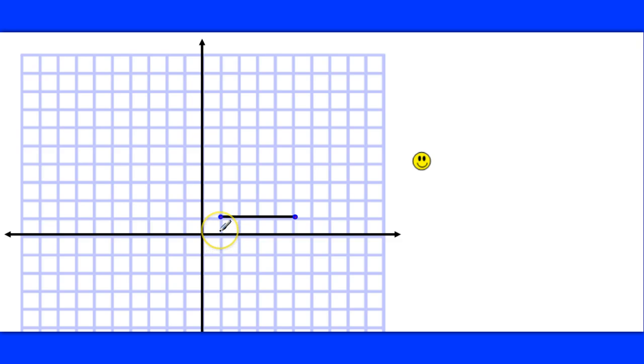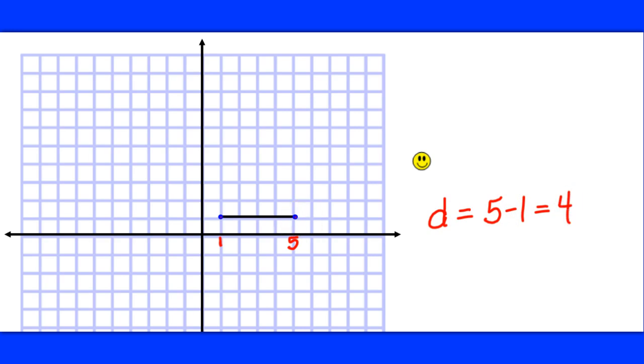If I want to do this mathematically, which is what we're setting up to do, this point is at 1, and this point is at 5. So to find the distance between these, we can subtract. 5 minus 1 is 4. So the distance here is 4.